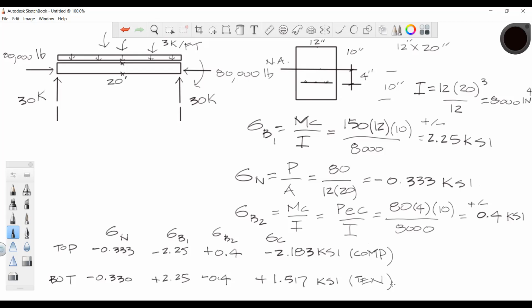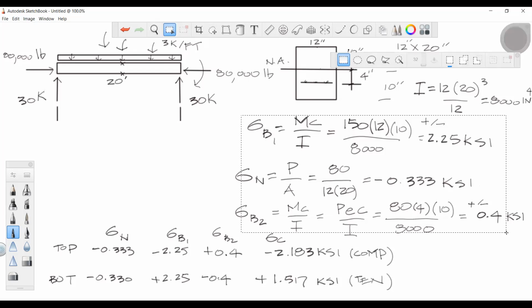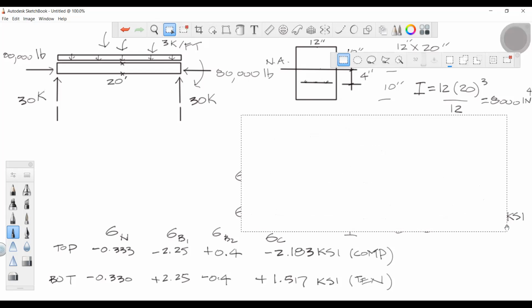Yeah. All right, so I'm going to do a pressure diagram real quick, and we're going to determine where the zero point of stress is. Okay, I want to determine zero stress. So I'm going to delete this, delete that.